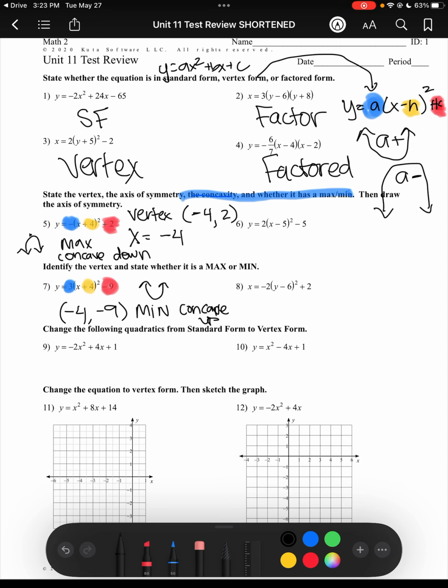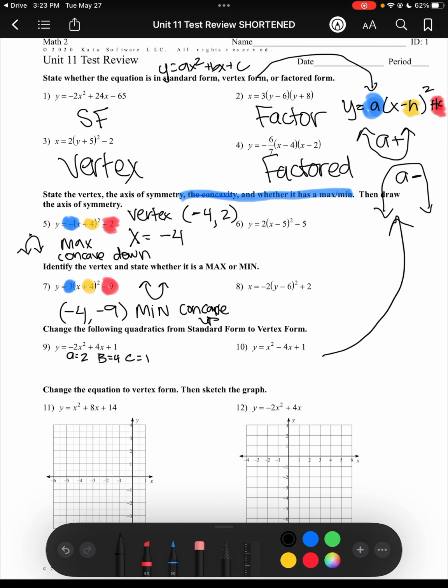All right, our next question is to change the following quadratic from standard form to vertex form. So in order to do this, we need to take our standard form, which tells me that a is 2, b is 4, and c is 1. And we need to change this and figure out what h and k are to put it into vertex form like we have over here.